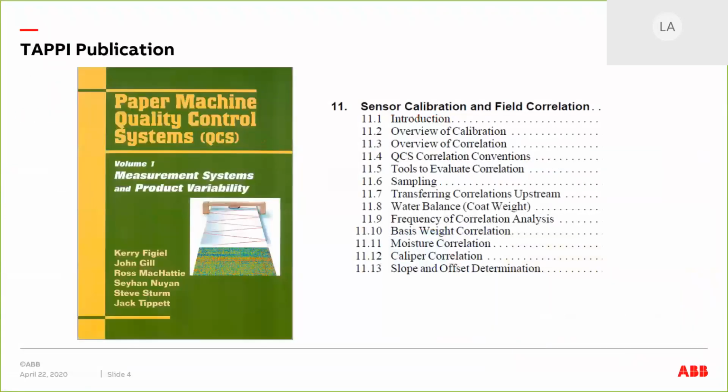So I talk about the difference between calibration and correlation. If you want to know a little more, you want to read a little more, here's a really good TAPPI publication. You can write down that name, and you may recognize some of the authors here, such as Terry Figo with International Paper Corporate Technology, and Steve Sturm, who used to be a physicist working for ABB. So this book will give you some really good information on sensor calibration and field correlation.